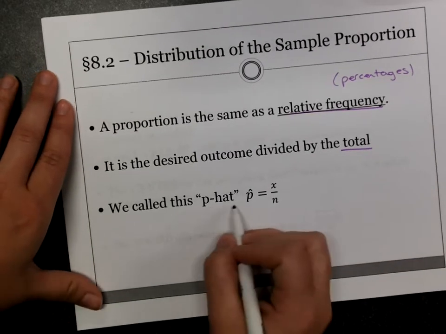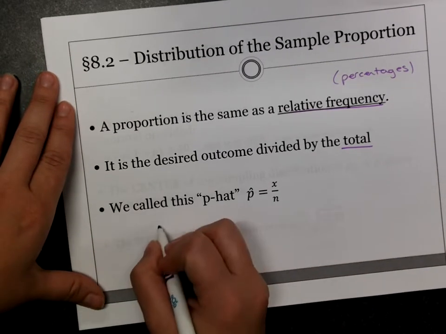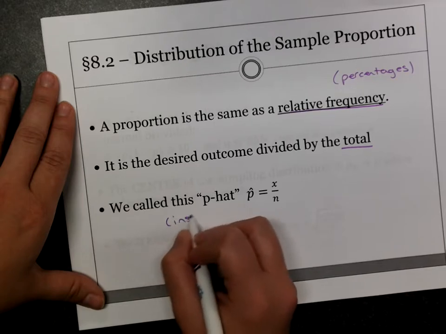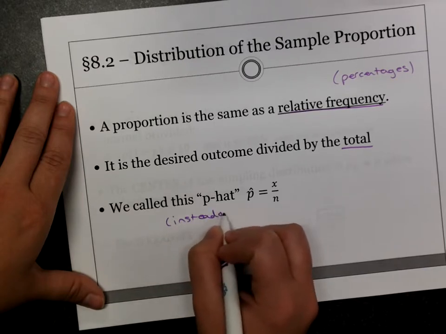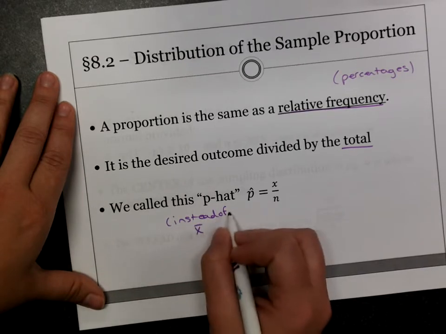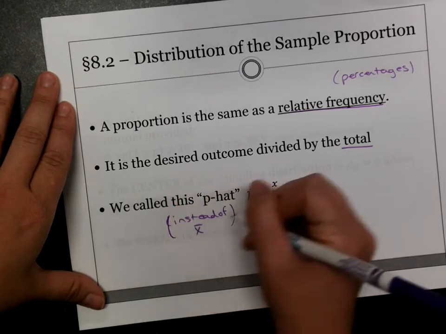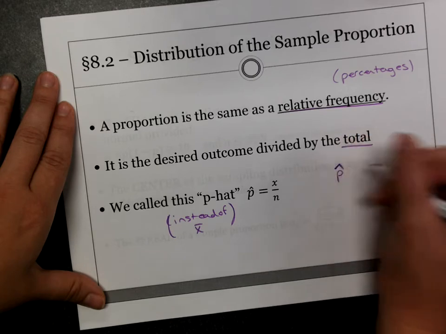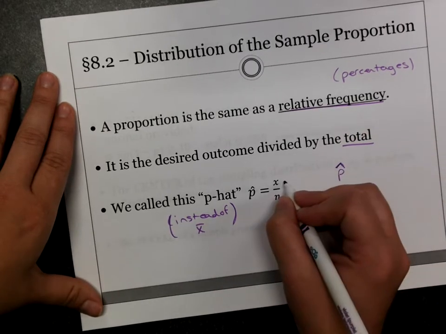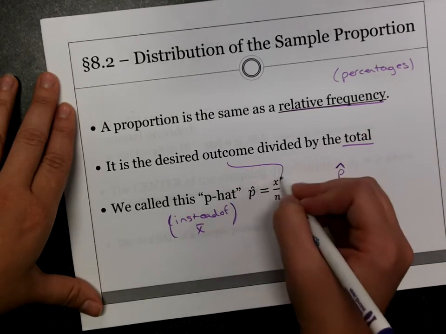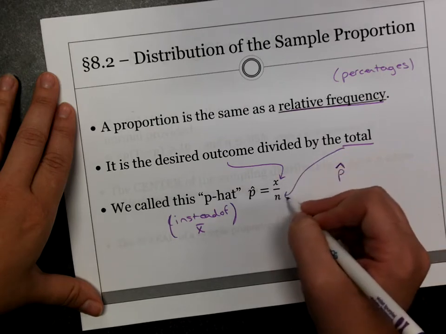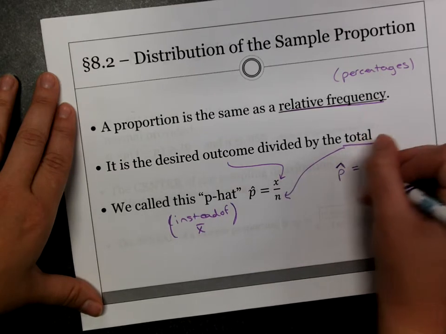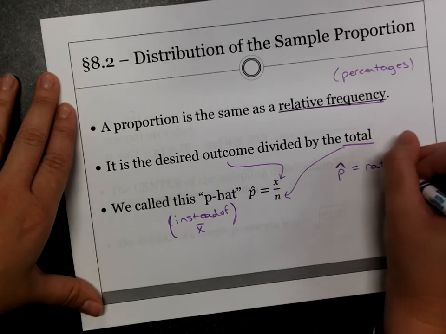So we have a new notation called p-hat, and this is instead of x bar, we have this new notation called p-hat. And it's the letter P with a little triangle hat on top. And it is your desired outcome, which we call x, divided by the total in your sample n. It is actually a ratio or a percentage.